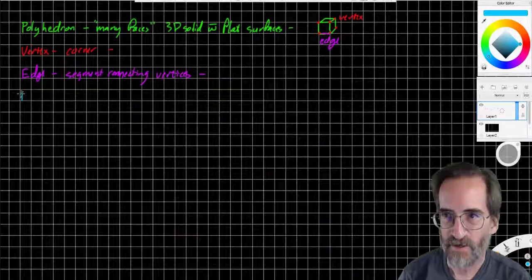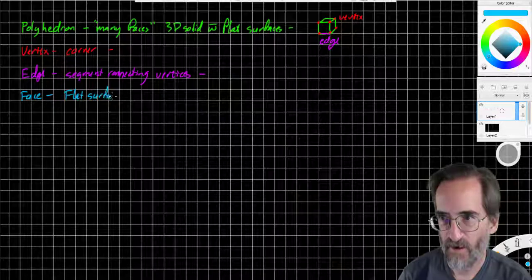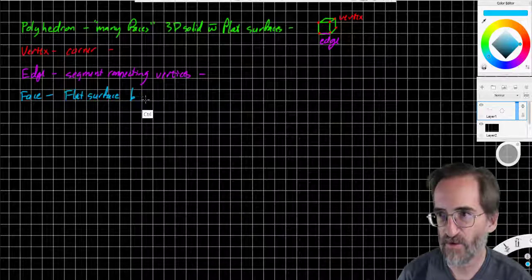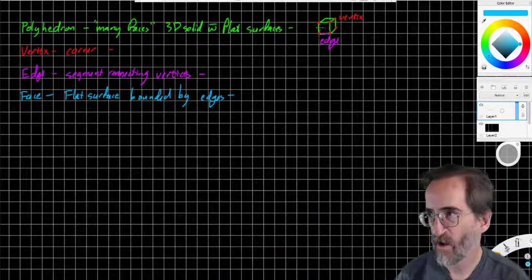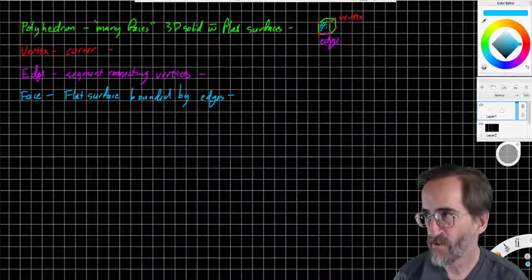Face. A flat surface. Bounded by, that means encircled by or surrounded by, bounded by edges. Okay, so this square is a face.